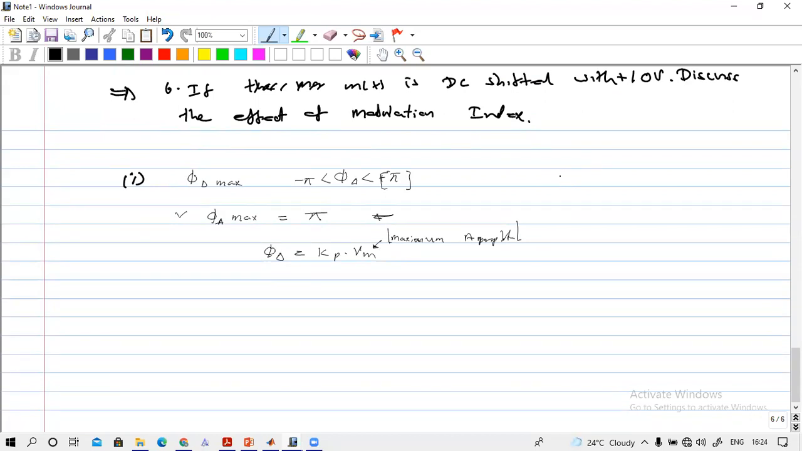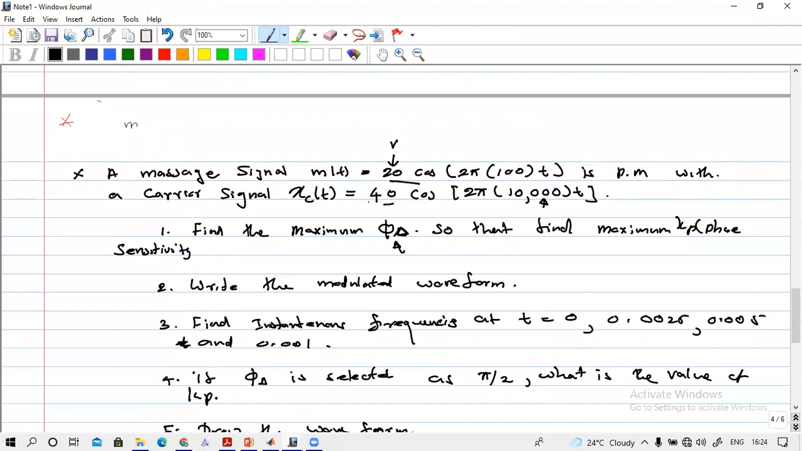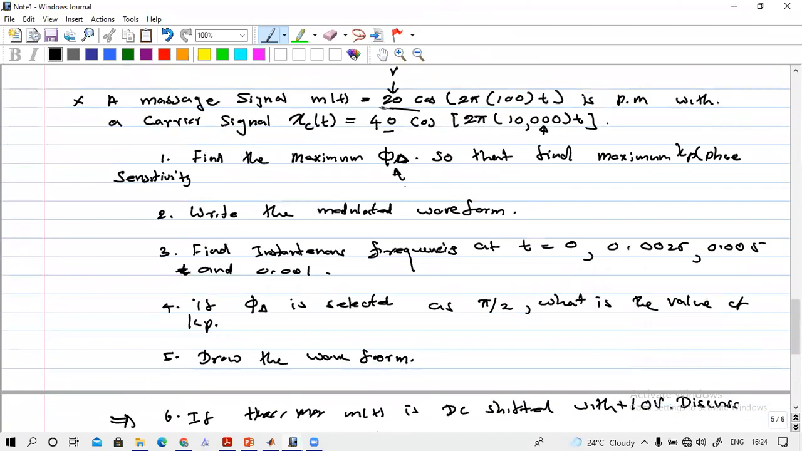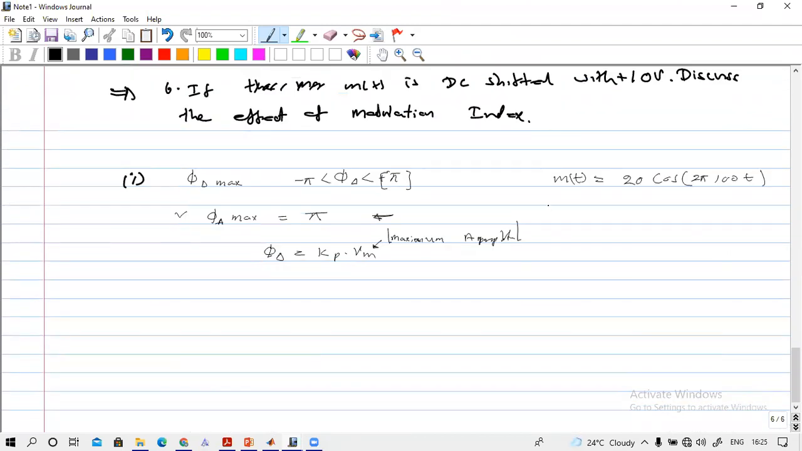So what is our modulating message signal? The message signal is m(t), given as 20 cos 2π500t. If we draw this message signal, we will get this kind of signal. You can see that here it is in the form of 2πft. Instead of 2πf, you can apply omega also. Both are possible, but it is given in the normal frequency.